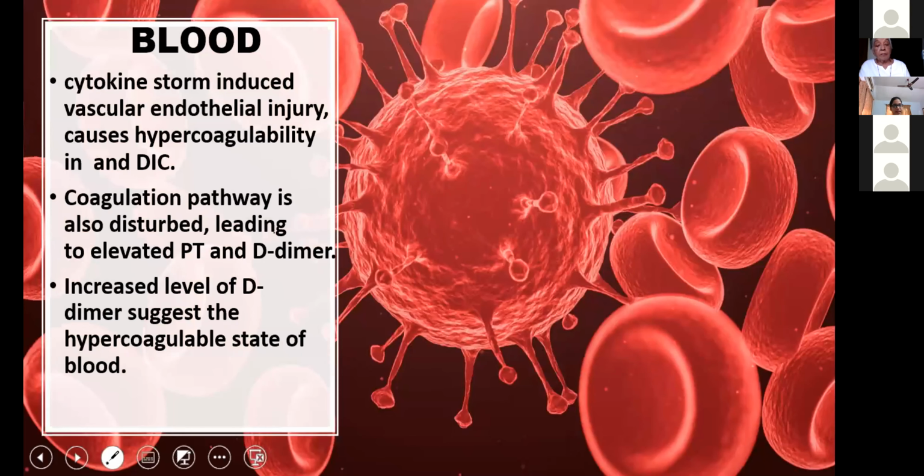The next one is blood. As I said before, there is a cytokine storm where all of these cytokines cause endothelial cell injury. When endothelial cell injury is caused, this exposes the underlying collagen, which leads to coagulation. So you can see a hypercoagulable state in the blood, as well as disseminated intravascular coagulation. Also, the coagulation pathway itself is disturbed, because of which you have elevated prothrombin time and D-dimer. Elevation in D-dimer is an indication that fibrinolysis has happened.